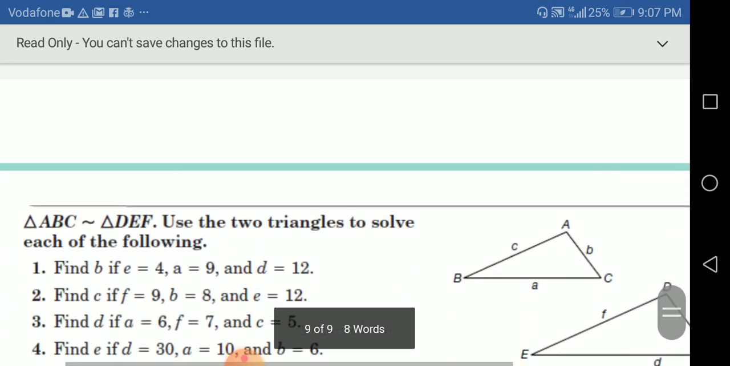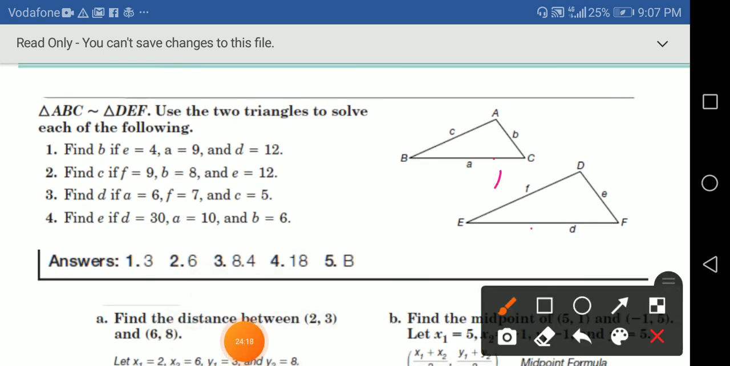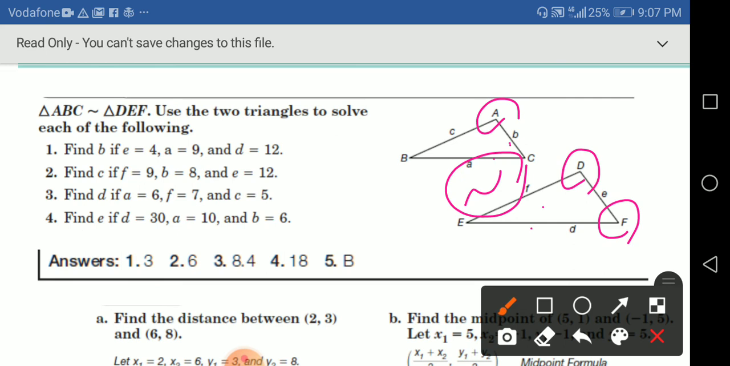Okay guys, let's move to similarity. Remember, if I have similar triangles, what does this mean? That I'm maximizing or minimizing the triangle. Here we are talking about triangles. If we have similar triangles, and this is the sign of similarity, this means that we have similar triangles with congruent corresponding angles: angle D congruent to angle A, angle F congruent to angle C, angle E congruent to angle B.